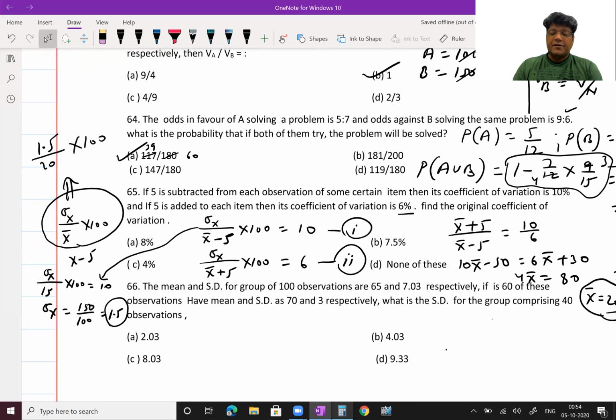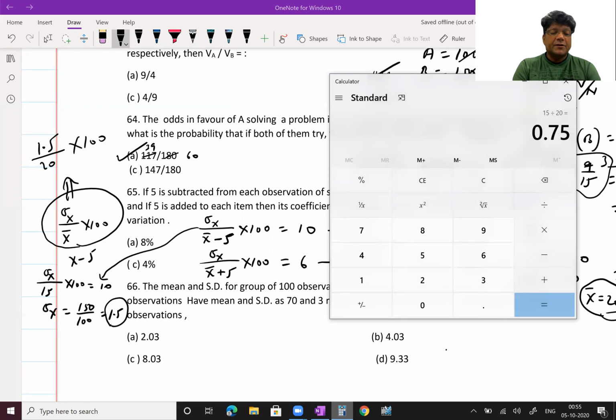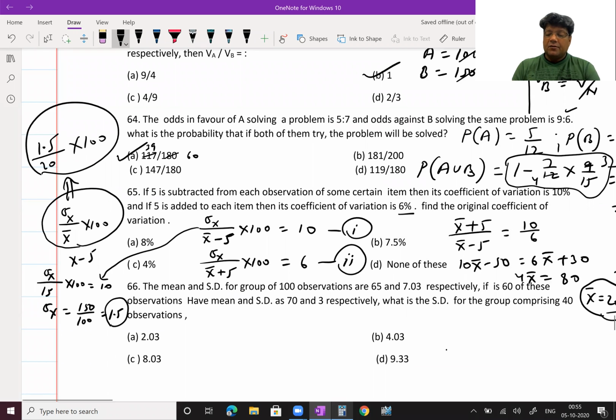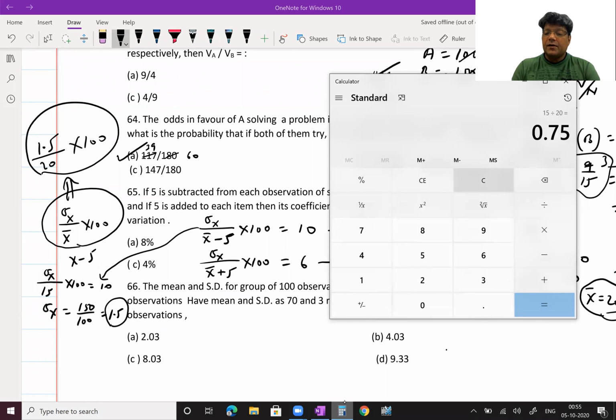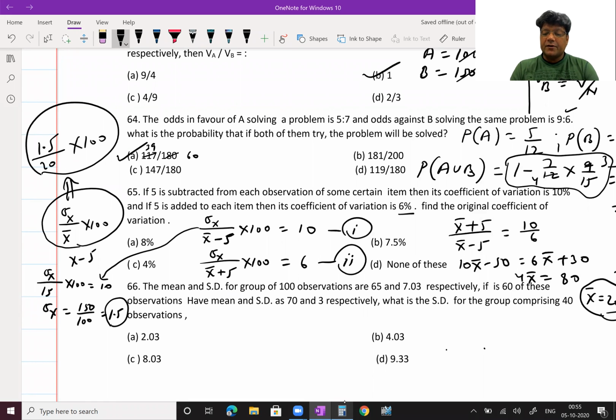Oh, wait, guys, I'll check the calculation. I am calculating this again. 1.5 into 100 is equal to 150. 150 divided by 20 is equal to 7.5. Correct. Guys, 7.5 only. Your answer is option B.